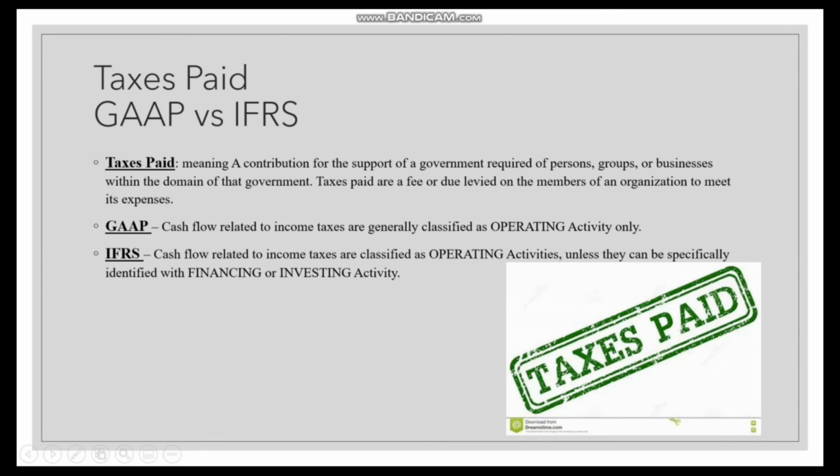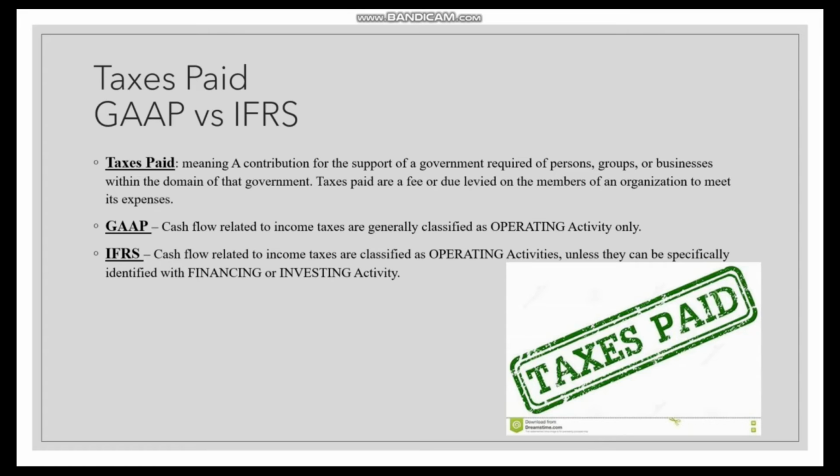Taxes paid in GAAP and IFRS, and how they differ in the cash flow statement. So to get us started, taxes paid means a contribution for the support of a government required of persons, groups, or businesses within the domain of that government. Taxes paid are a fee or due levied on the members of an organization to meet its expenses.